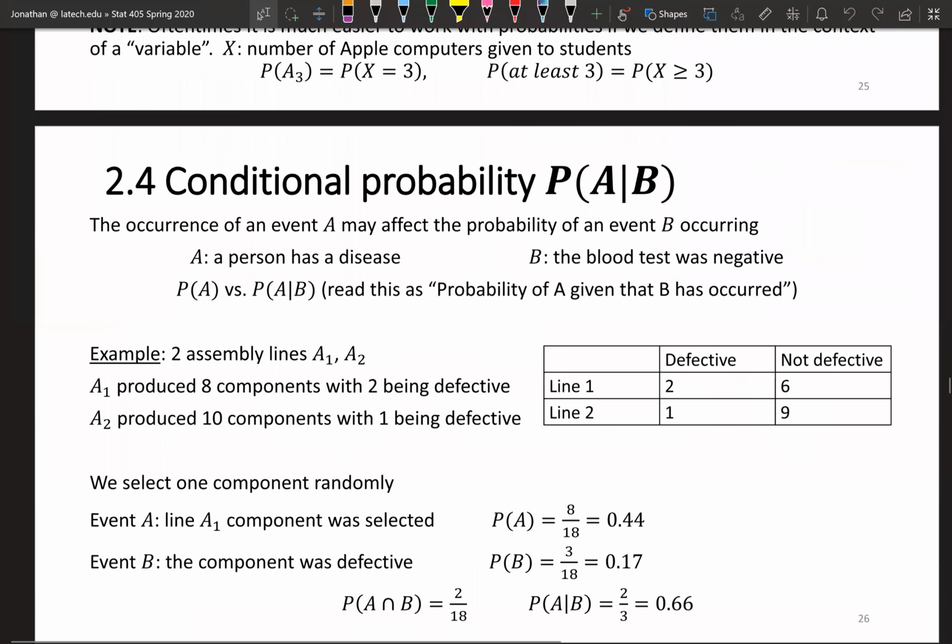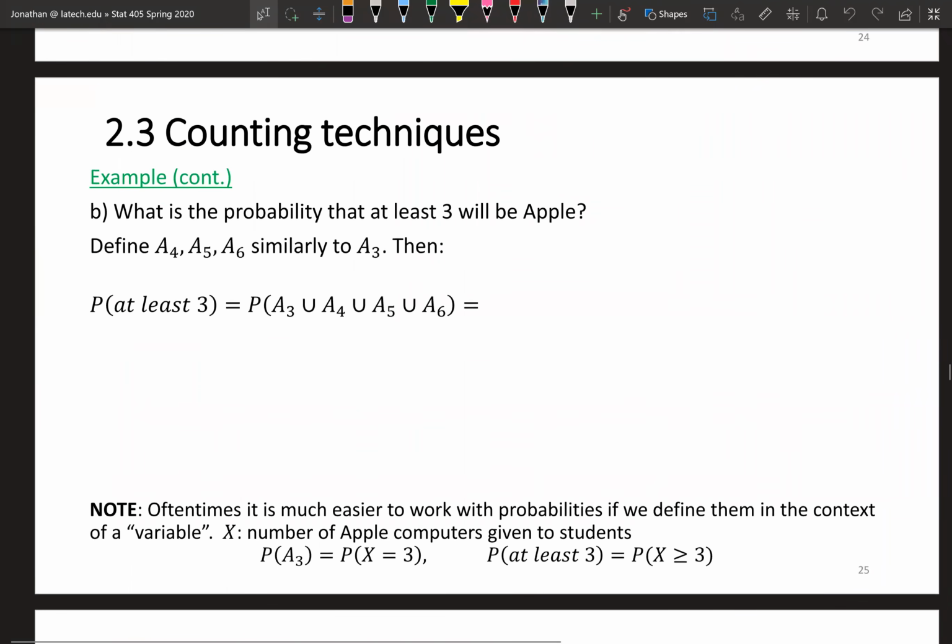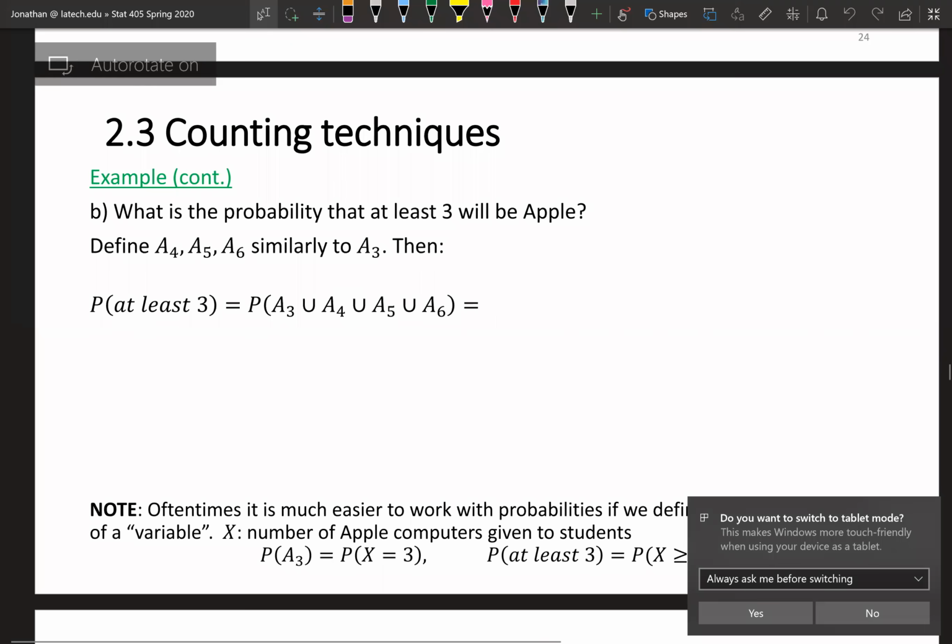See, there it was. So this counting techniques problem, we worked it out. It was like the Apple computers problem. We wanted to select 3 of them to be Apple computers, or at least 3 to be Apple computers, etc.